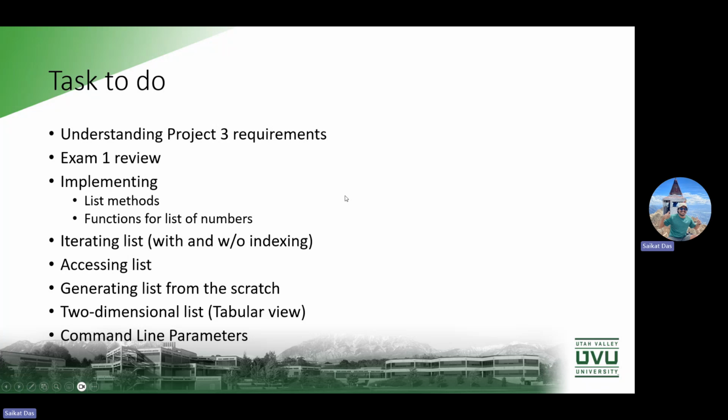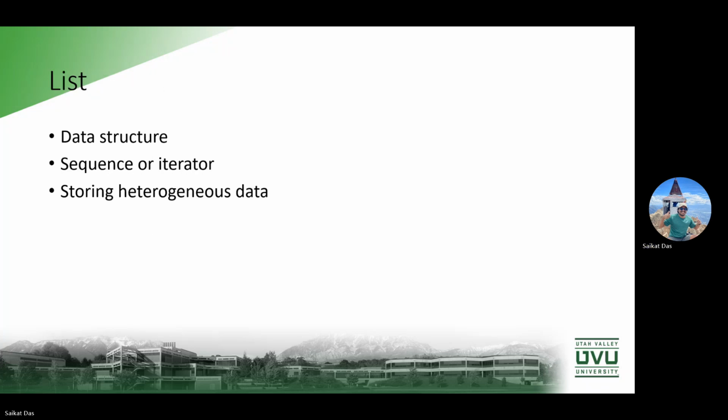What you need to do for this module: you need to understand the project 3 requirements, because the project is due next week. I already have posted the exam 1 review video. You need to take the exam by the deadline I mentioned there, February 11th, I guess. What we'll do: we will implement different types of list methods and functions for lists of numbers. We will iterate the list with or without indexing, access the list, generate lists from scratch, then two-dimensional lists, and the command line parameters at the very end.